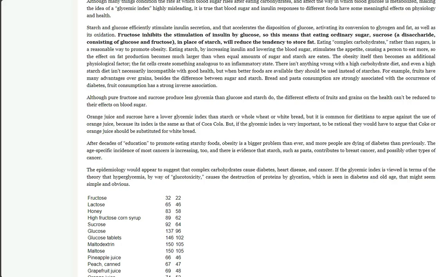And then in bold, here we have: fructose inhibits the stimulation of insulin by glucose. So this means that eating ordinary sugar, sucrose, a disaccharide consisting of glucose and fructose, in place of starch, will reduce the tendency to store fat. Eating quote-unquote complex carbohydrates rather than sugars is a reasonable way to promote obesity. Eating starch, by increasing insulin and lowering the blood sugar, stimulates the appetite, causing a person to eat more. So the effect on fat production becomes much larger than when equal amounts of sugar and starch are eaten.